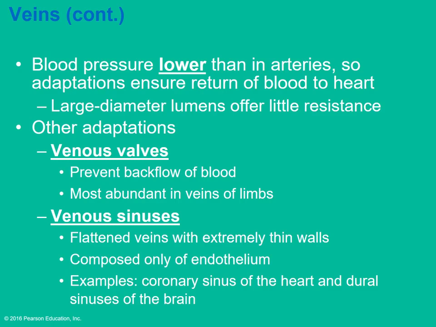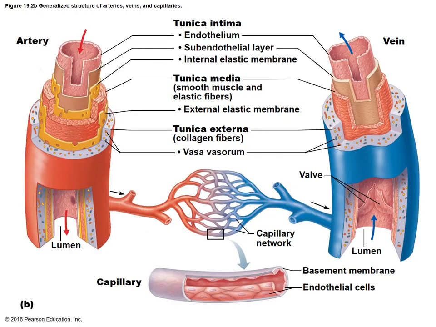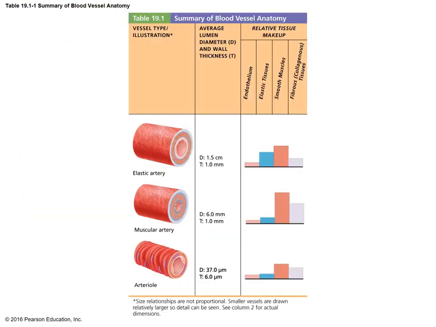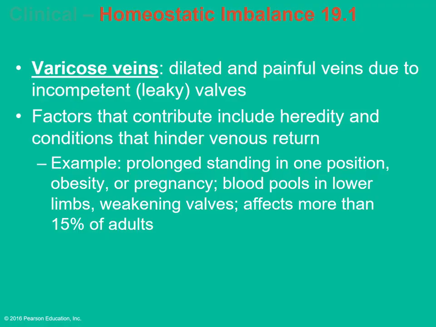There's venous sinuses. This is where the veins are kind of flat and they tend to have very thin walls. An example is the coronary sinus, which drains the blood back from the heart muscle itself back into the heart. And also we see this in the brain. So once again, here's a diagram of the various blood vessels and the comparison of them. And once again, a chart comparing the average diameter, the wall thickness, and the different lengths within each vessel.